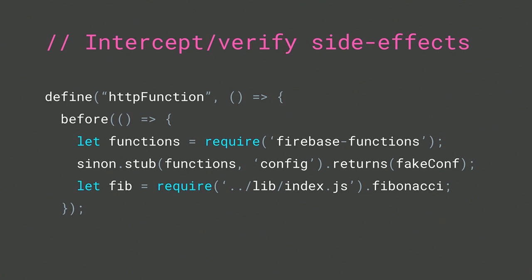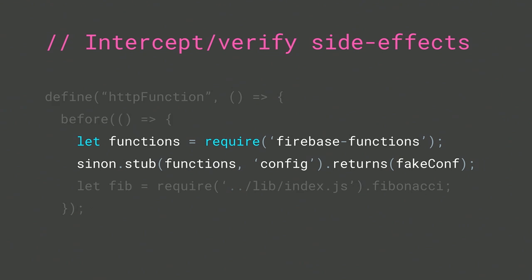But we can add another tool to our JavaScript tool belt and solve that problem. We're going to use Sinon. It's a very powerful tool for creating mocks, creating spies, and stubbing different implementations. So first, we're going to include the Firebase Functions library and then actually modify it. We can change the behavior so that functions.config no longer depends on this automatically created environment, and instead it returns a fake object. Now we can run our integration test.